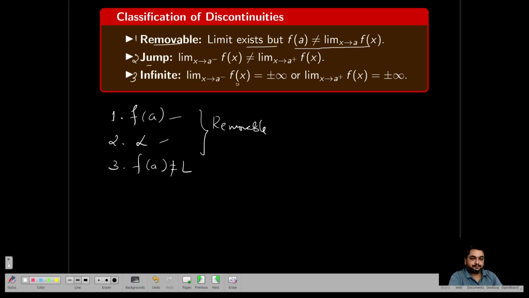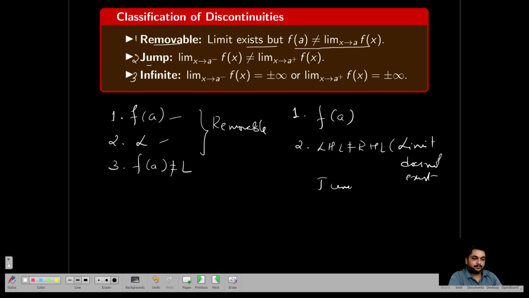Next, jump. In the jump, f(a) exists and then the LHL is not equal to the RHL. That means the limit doesn't exist. If the limit does not exist, such a discontinuity is called a jump. Okay, this is called a jump.